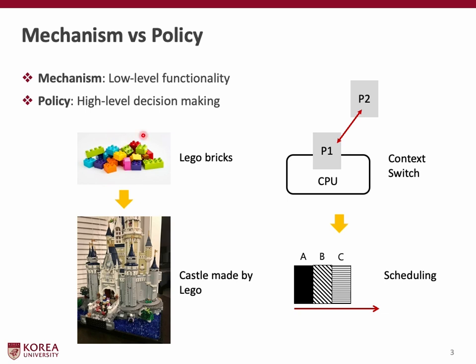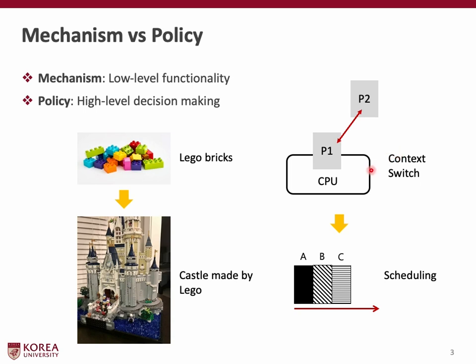To make this clear, we can think about building something with Lego blocks. Each individual Lego piece and the actions of stacking them together represent the mechanism. Then, deciding what you want to build with those blocks, for example, whether you want to make a castle, a car, or something else, that decision-making process is the policy. So again, stacking the blocks is the mechanism, and choosing what to build is the policy.